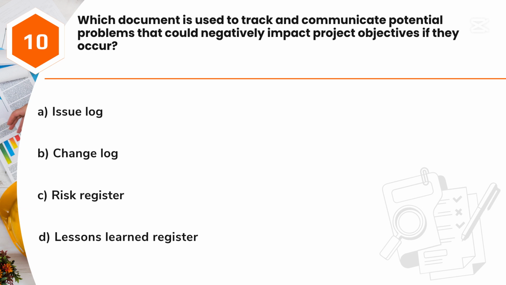Which document is used to track and communicate potential problems that could negatively impact project objectives if they occur? A. Issue log. B. Change log. C. Risk register. D. Lessons learned register.